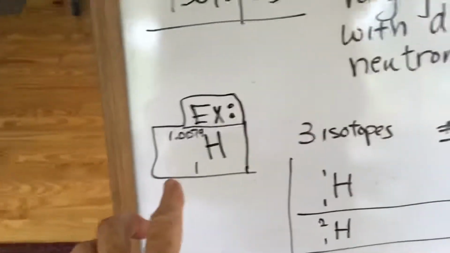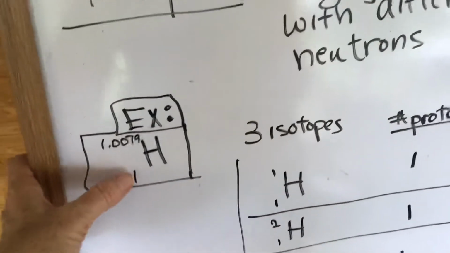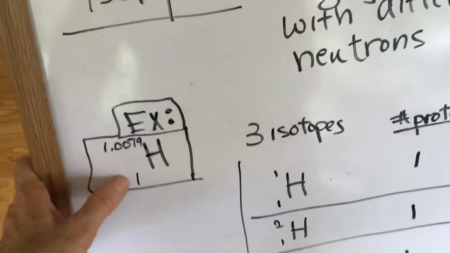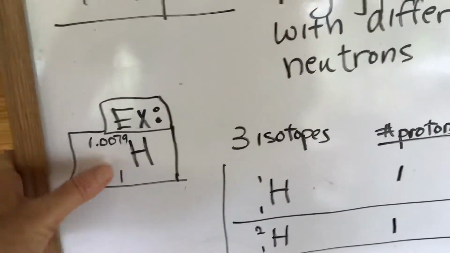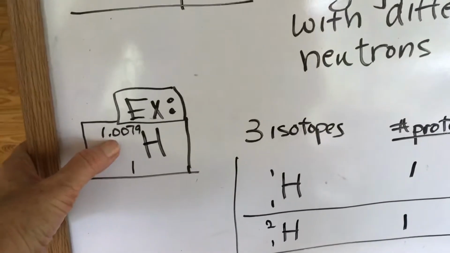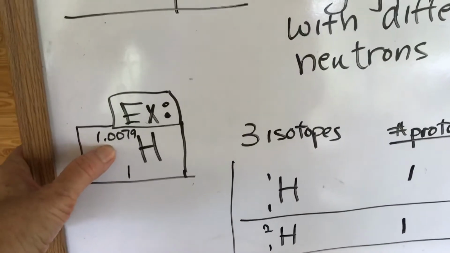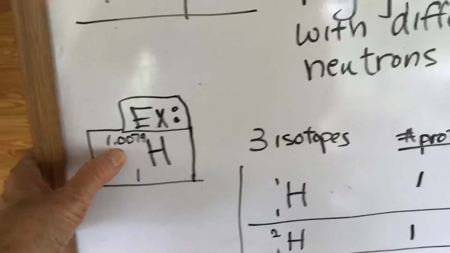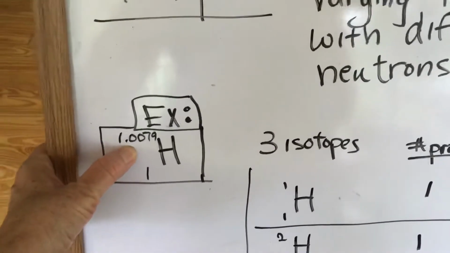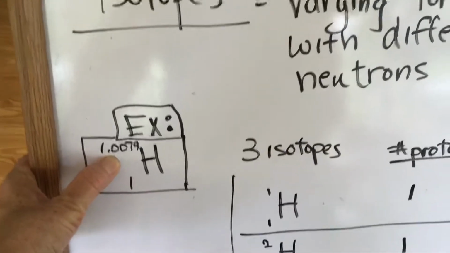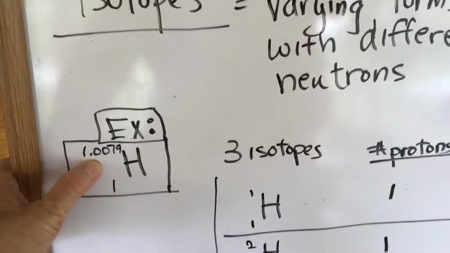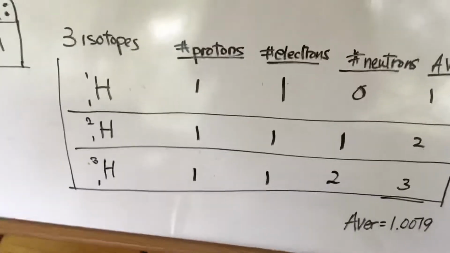Okay, so this one up here is the atomic number. Remember that this is representing the number of protons, and this is the atomic mass number. This is 1.0079. As I was telling you before, this is the average of all of the naturally occurring isotopes of hydrogen. So isotopes are forms that have varying numbers of neutrons.